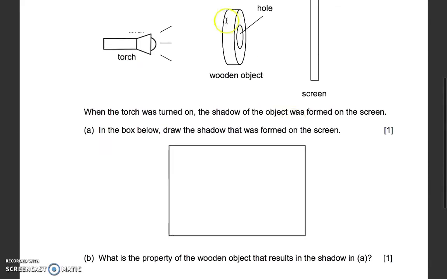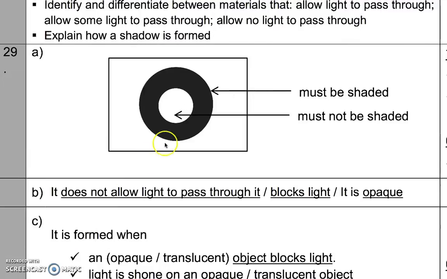Okay, so in this case here, because it is a round object with a hole in the middle, the shadow formed will also be a round object with a hole in the middle. So it should look something like this. Okay, secondly, where your shadow is cast, it has to be shaded to indicate that that is the shadow. So if you do not shade, you only draw the shape, then you will have a half mark deducted. Okay, so it's important to shade your shadows.